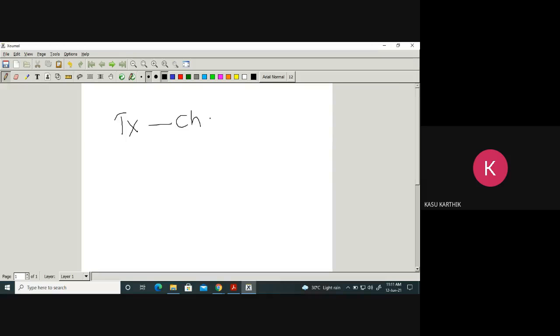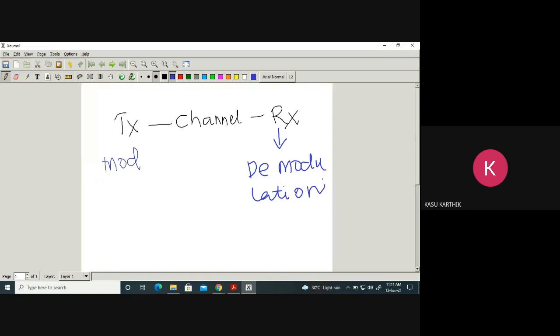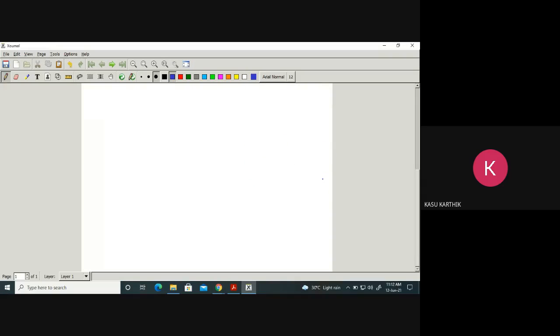and we have a channel, and we have a receiver. Okay, then the transmitter, we do something called modulation, right? So in the receiver we do reverse of that, that is called demodulation. Correct? Now here, so to transmit signal from one place to other place, we need a help of what? Carrier.